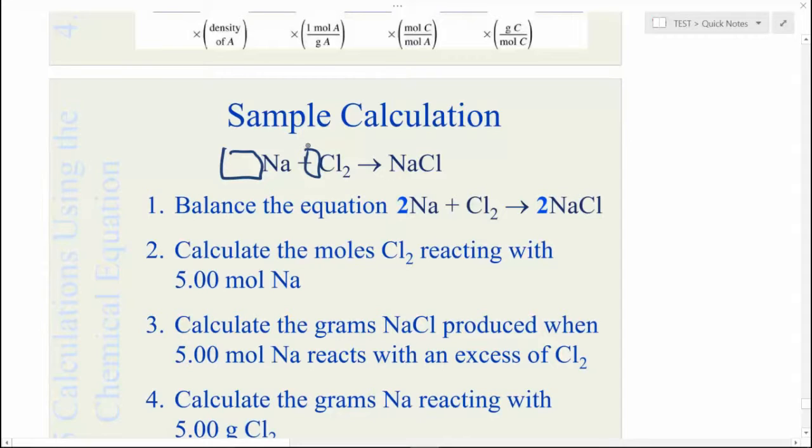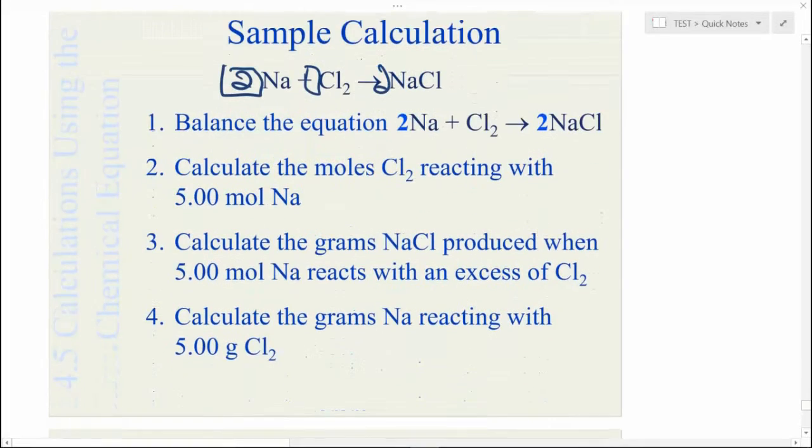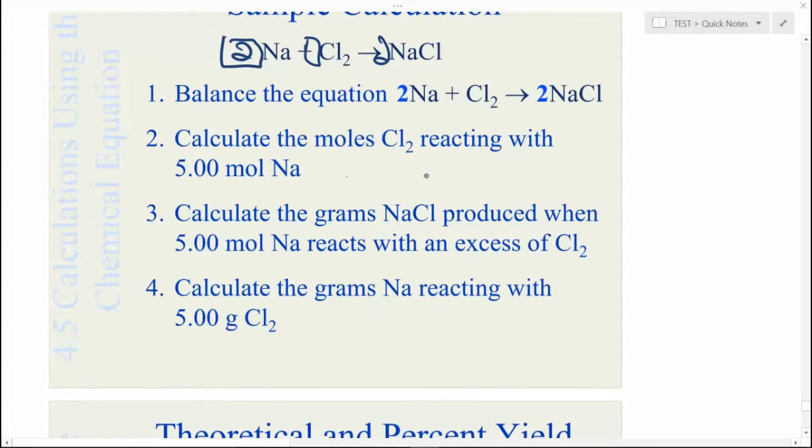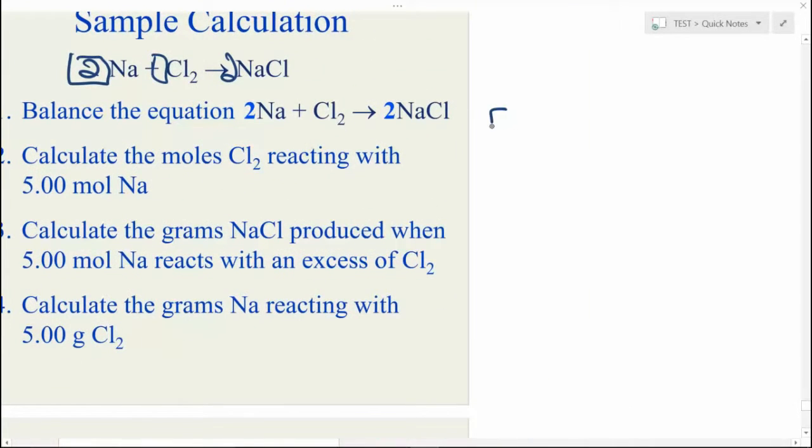Okay, so here this is an unbalanced chemical equation, so we need to balance it, so we balance it, and now we have a balanced chemical equation. And using that balanced chemical equation, they're saying calculate the moles of Cl2 reacting with 5 moles of sodium. So remember, you have to make sure your equation is balanced, or else it's not going to work. So we're going to take 5 moles of sodium, because that's what they gave us to start with, and we want to calculate the moles of Cl2.